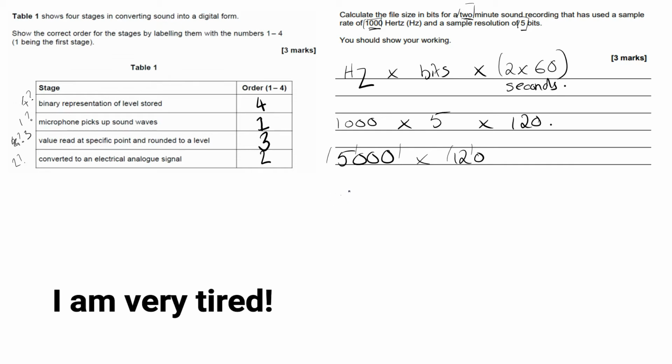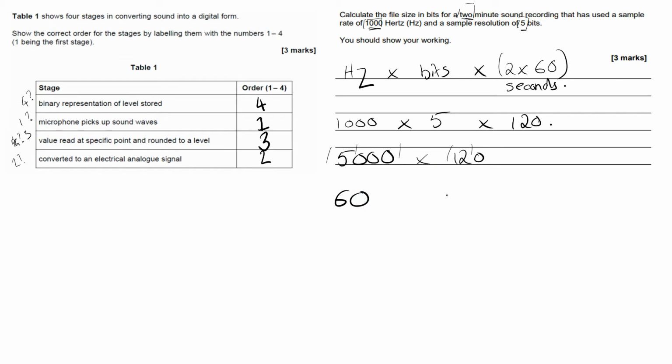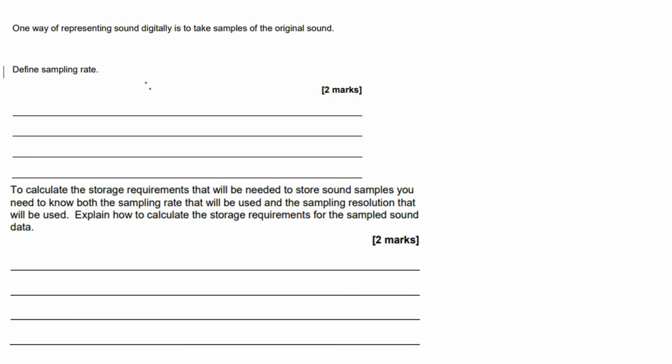So it's 60. Okay. So we know that 5 times 12 is 60, and then we've got all these zeros left. And that gives us the answer. So the separator just needs to be moved along now to there. So it's 600,000 bits.